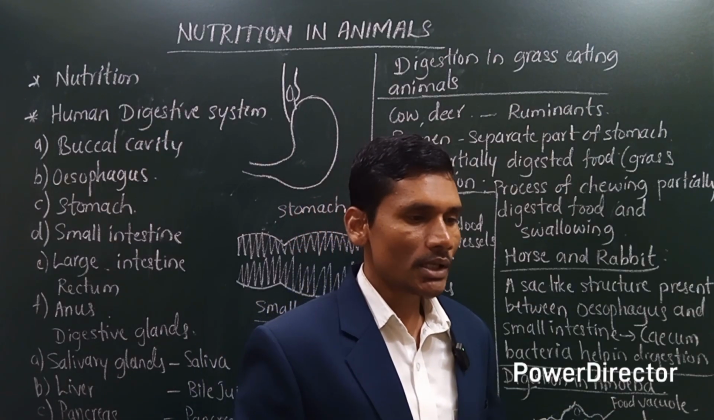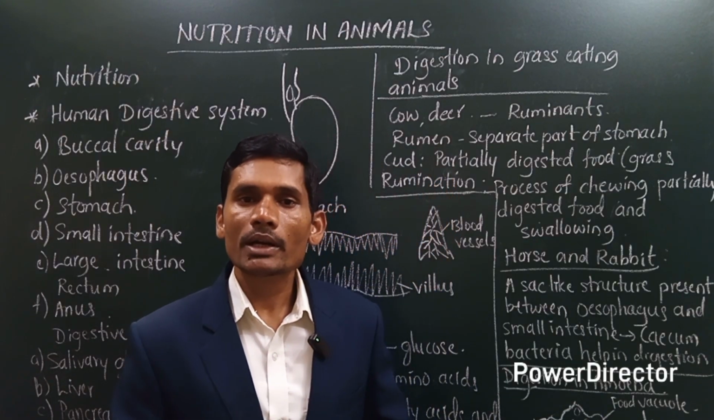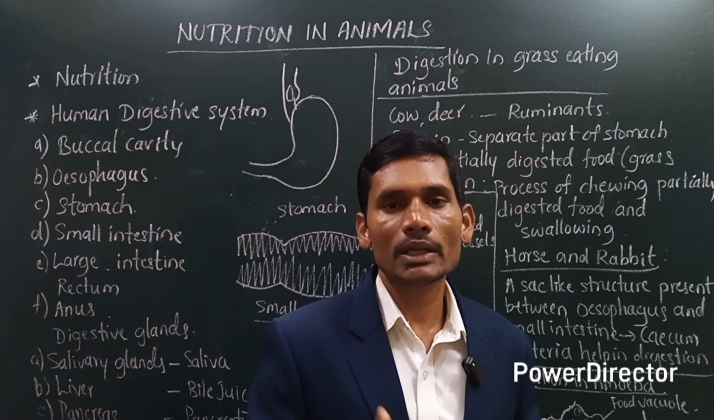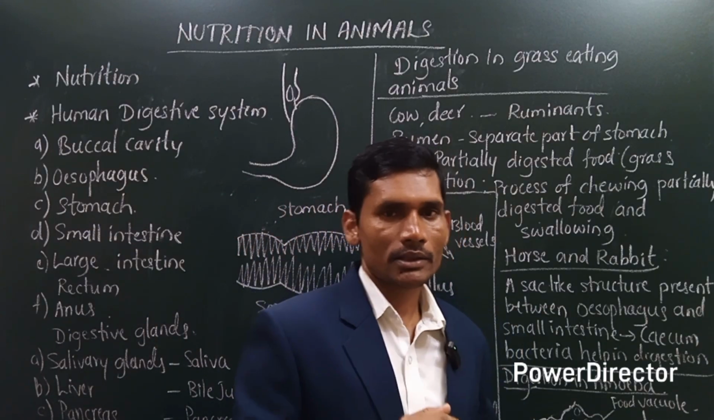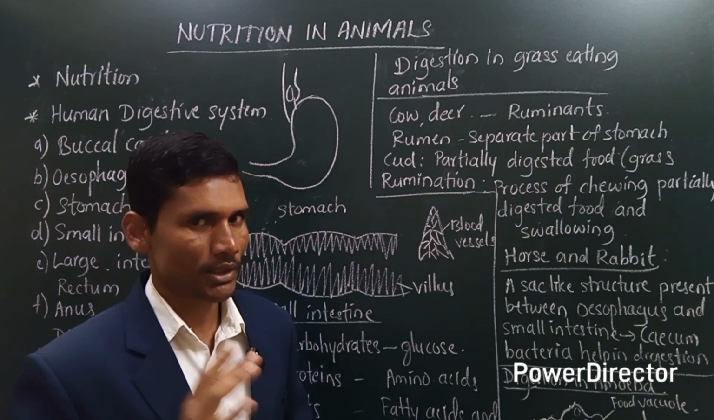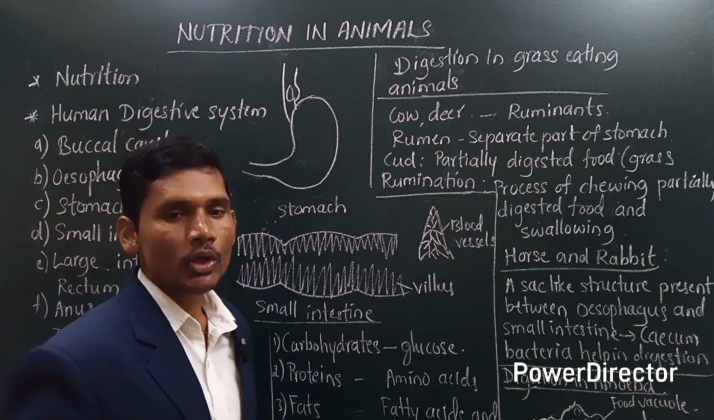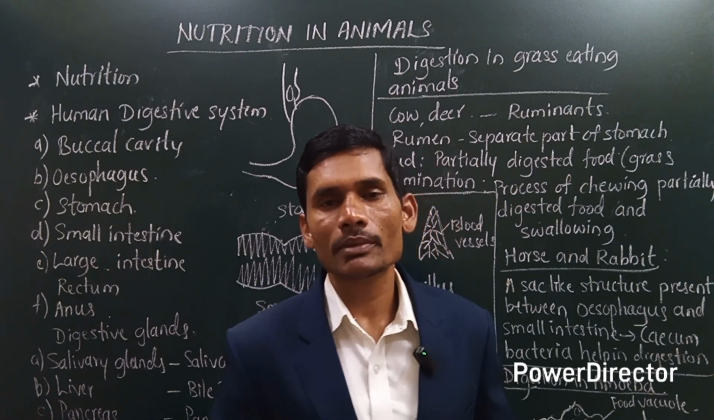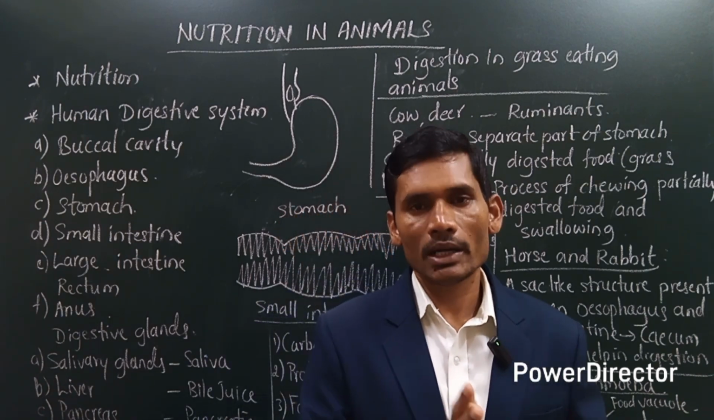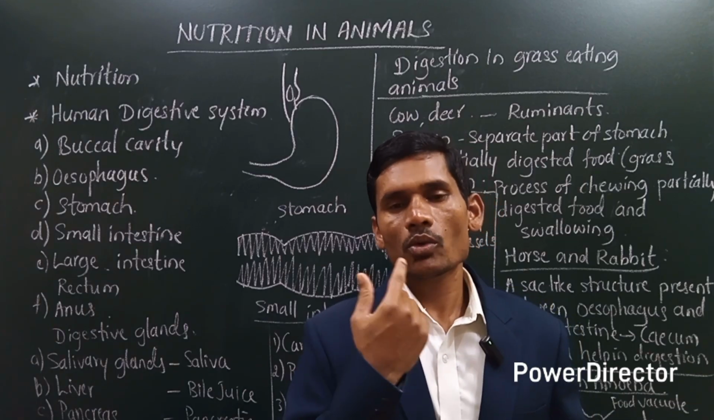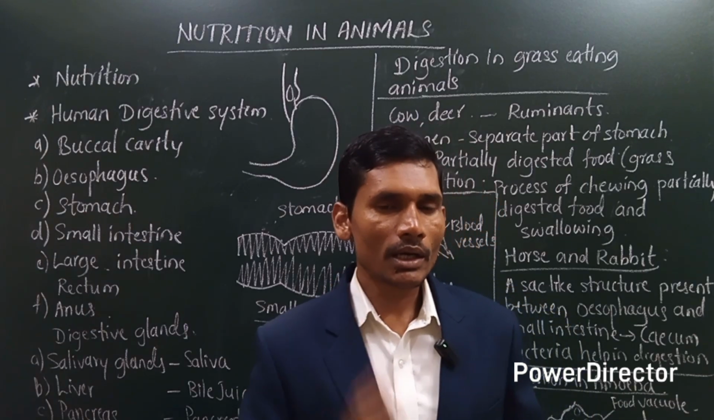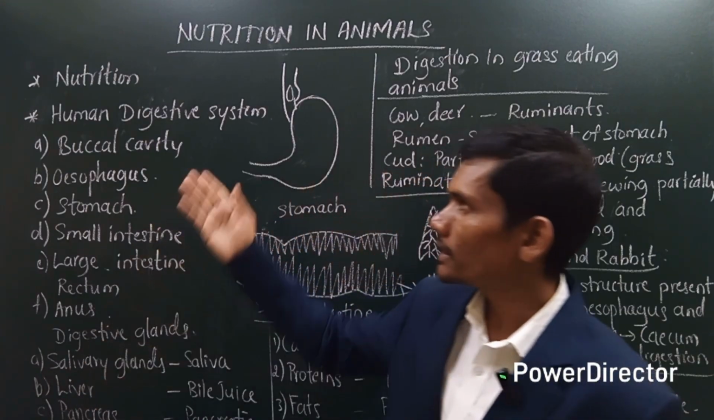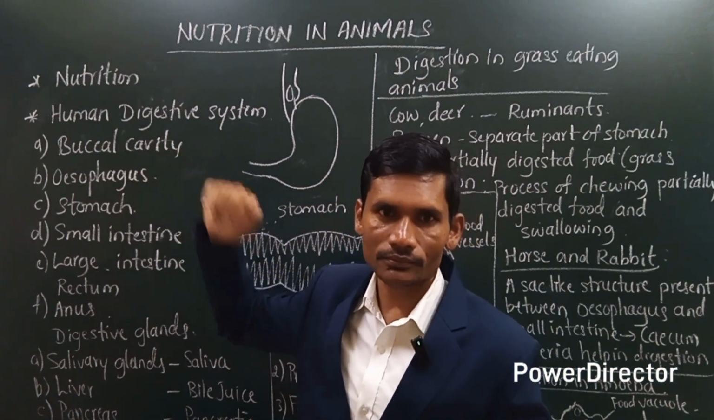Now let us come to know about the human digestive system. This is the most important part of your topic, nutrition in animals. How do we define the human digestive system? The digestive system in human beings begins with the buccal cavity. Buccal cavity means oral cavity. In the buccal cavity, we need to go through in detail what all things are there, first.